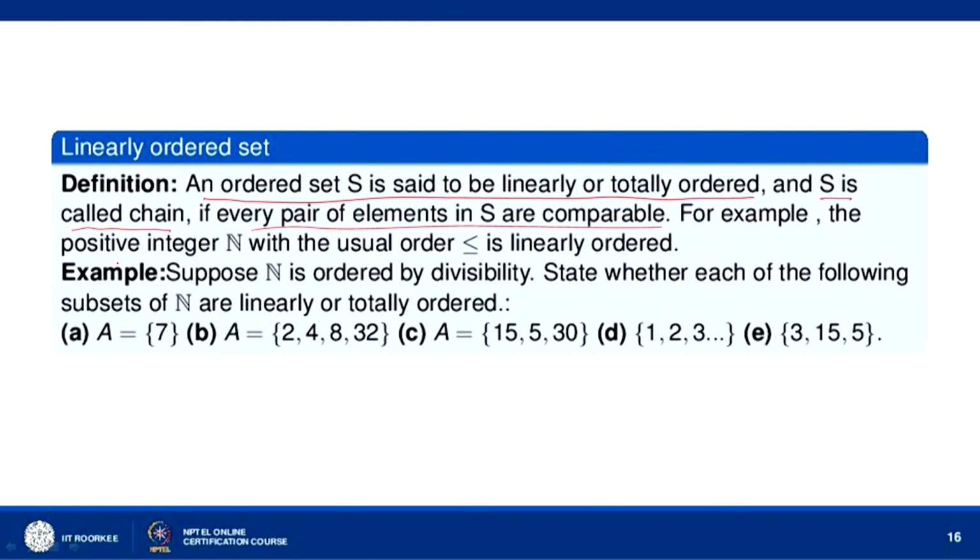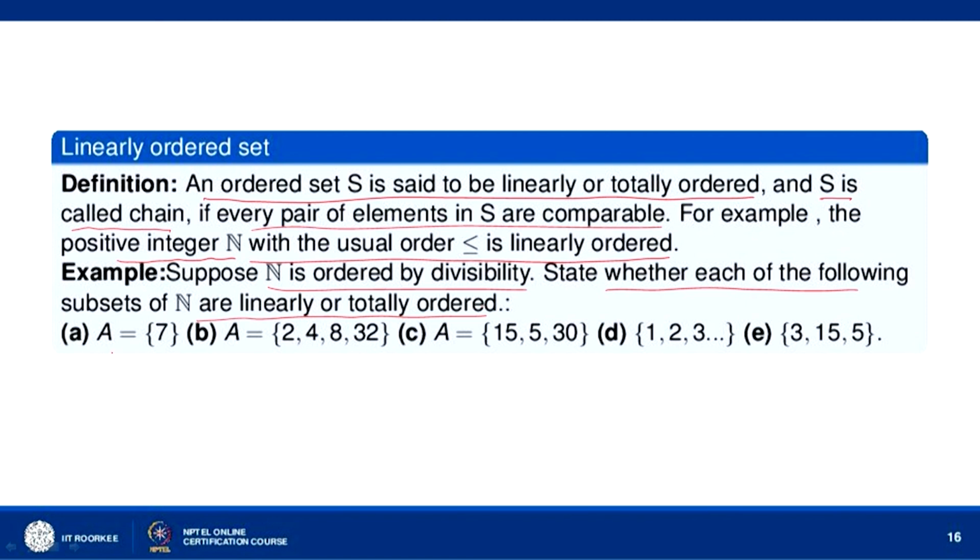For example, the set of positive integers with the usual order, less than or equal to, is linearly ordered. If you take any two elements x and y in N, then either x is less than or equal to y or y is less than or equal to x. So, with the usual order, the set of positive integers is a linearly or totally ordered set. Now, suppose N is ordered by divisibility, then we have to see whether the following subsets of N are linearly or totally ordered.